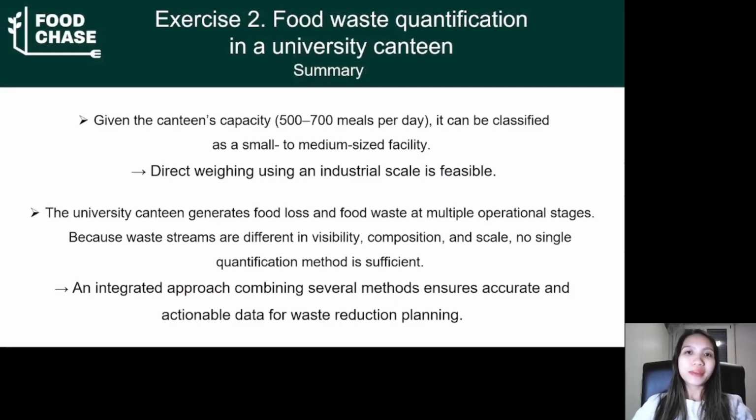So there are some key takeaways from this exercise. Given the canteen capacity, we can serve about 500 to 700 meals per day. It can be classified as a small to medium-sized facility. So direct weighing in this case is feasible because they can use an industrial scale to measure the waste.